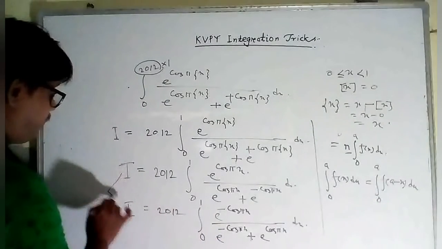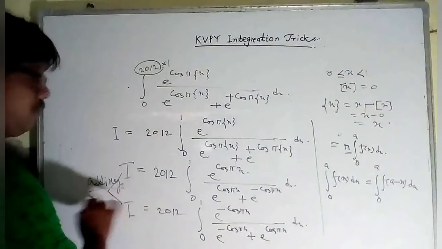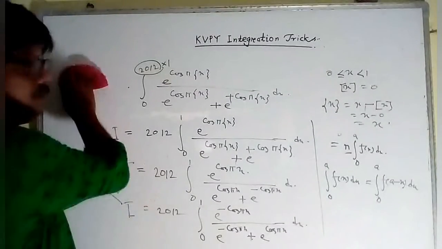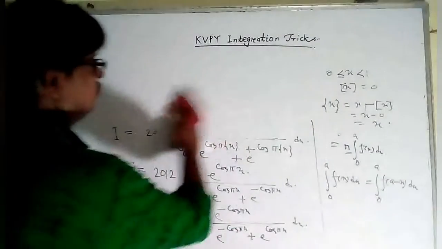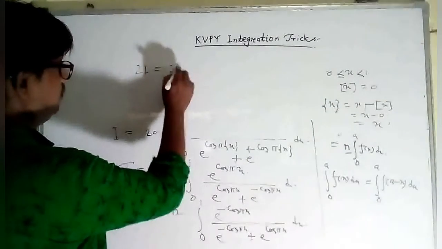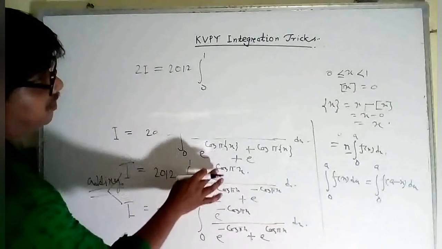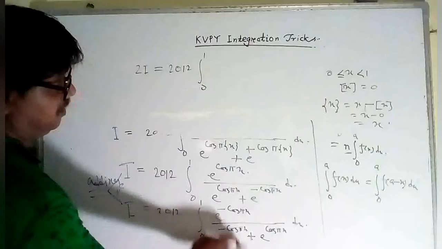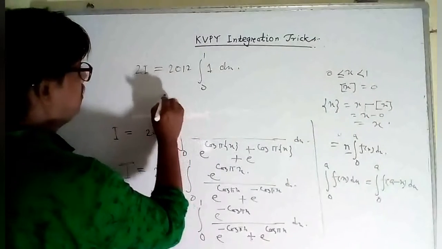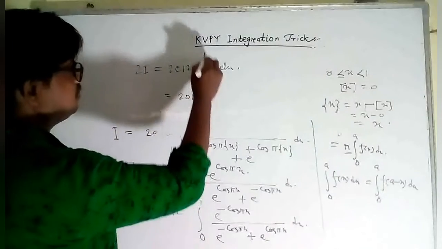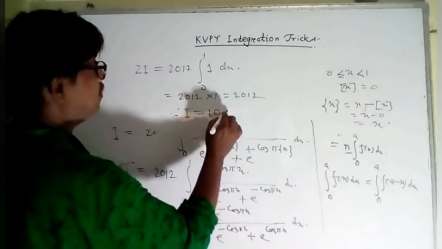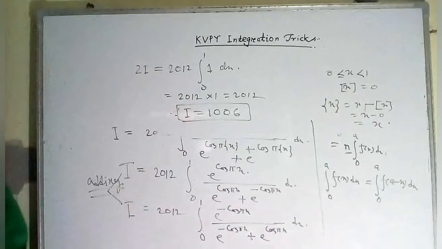Now adding these two, I plus I means 2I, which equals the integral from 0 to 1. If we add these, the denominator is the same, so the numerator and denominator cancel, and after simplifying it becomes 1 dx. This equals the integration of x, putting the limits, it will become 1, that is 2012. Therefore, I equals 1006. The value is 1006.